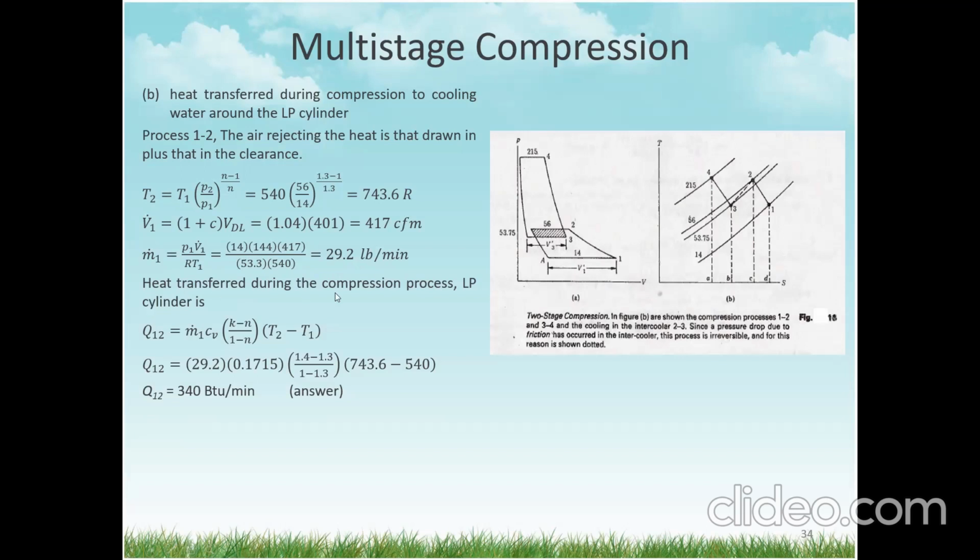So the heat transfer during the compression process in the LP cylinder is Q12, equal to m1 times Cv times (k minus n) over (1 minus n) times (T2 minus T1), which is 29.2 times 0.1715 times (1.4 minus 1.3) over (1 minus 1.3) times (746 minus 540). So Q1 to 2 is equal to 340 BTU per minute. So this is the heat transfer during compression to the cooling water.